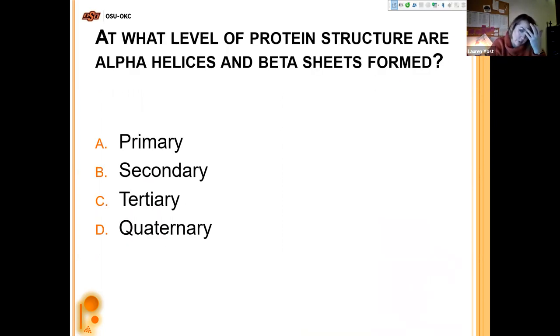So what level of protein structure are alpha helices and beta sheets formed? And we just said that. Hopefully you guys remember me having just said that 2 seconds ago. That is the secondary level.